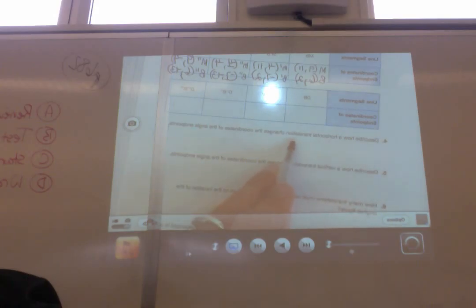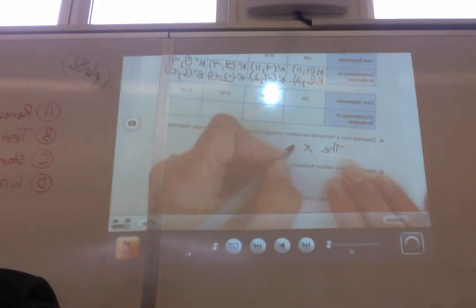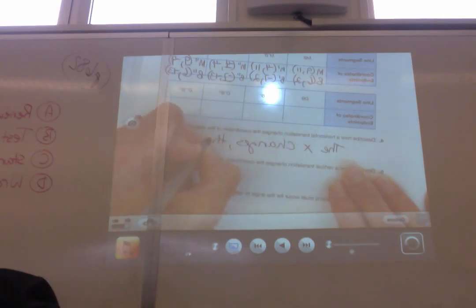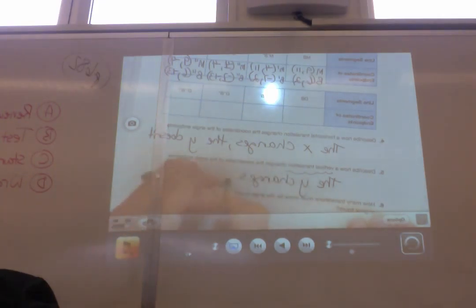Describe how a horizontal translation changes the coordinates. When you're moving right and left, what changes? The X, gentlemen, we're on 4, changes. The Y doesn't. Describe how a vertical translation changes things. Who's going to change? Y changes. Who's going to stay the same? The X doesn't.